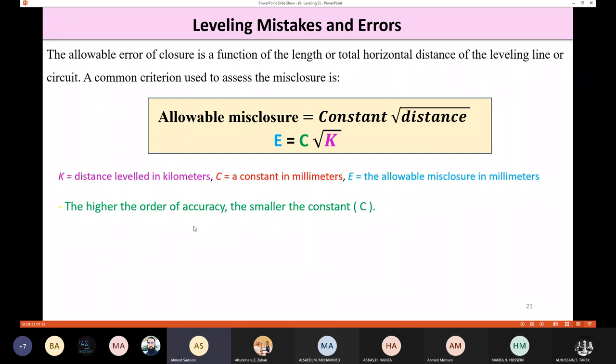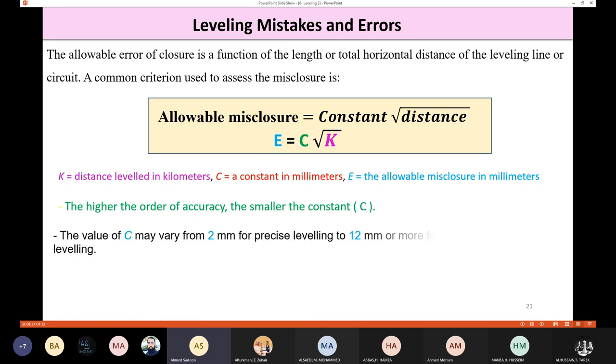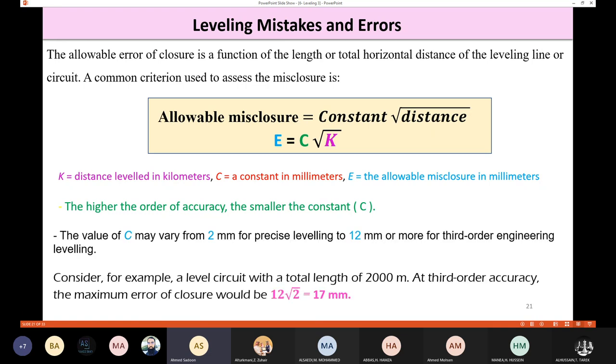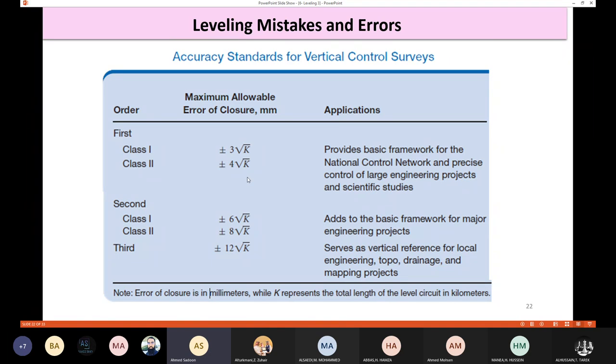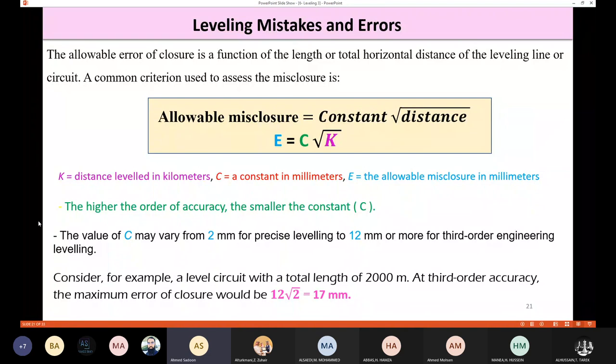The value of C is determined by the order of accuracy, how much accuracy you want. In this table, we have the value of C depending on the accuracy. If the accuracy is first order class 1, the value of C is going to be plus or minus 3. If it's first order class 2, the value of C is plus or minus 4, and so on. If your accuracy is third class, then the value of C is going to be plus or minus 12.